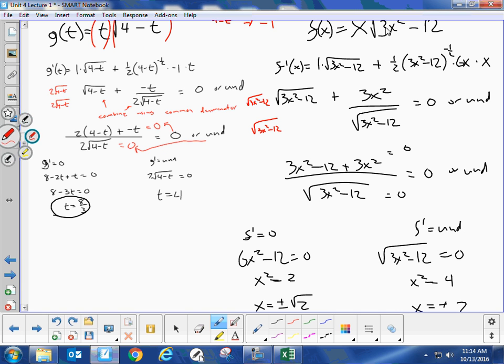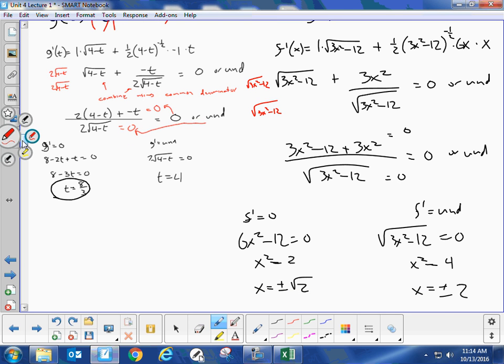If I plugged in root 2 or negative root 2 into my original, I'd have 3 times 2, which is 6. 6 minus 12, which is negative 6. That'd be the square root of negative 6. Now, actually, that's outside our domain. If we looked at these values on the imaginary portion of the graph, you'd see that these would be interesting locations. However, for this class, we will be sticking with the real portions of graphs.